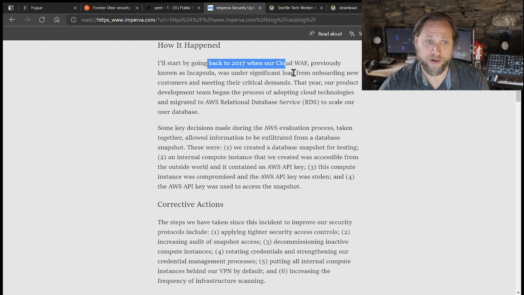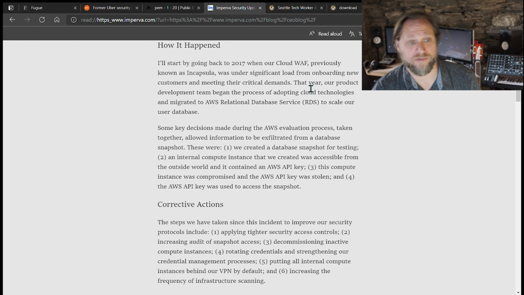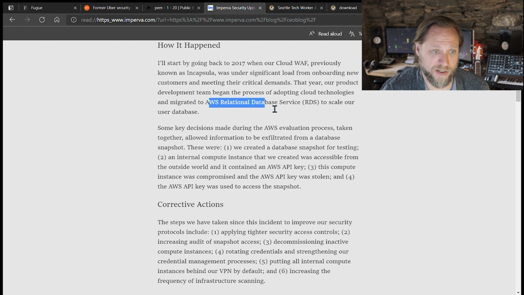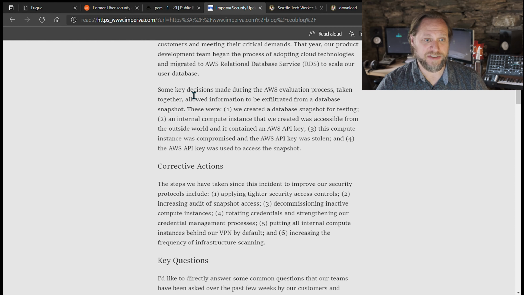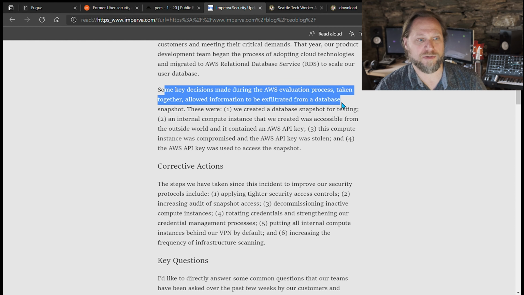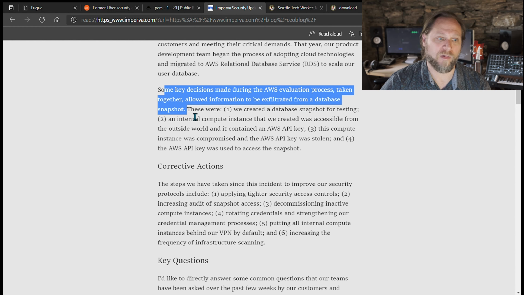They were porting a product, their cloud WAF, into some new cloud services. And they were leveraging Amazon's relational database RDS service. Awesome service, by the way. So some key decisions were made during the evaluation process that allowed information to be exfiltrated from a database snapshot, not from the database. Okay, not from the database.